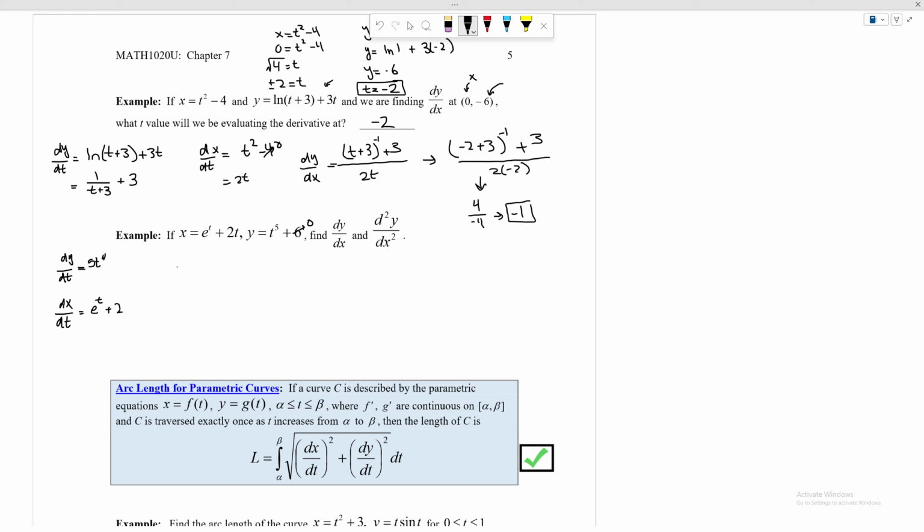Okay? And so now what I'll have is my dy/dx equals my top derivative over my bottom derivative. All right, sorry I stopped for a second, I got a call coming in. But my top derivative of y over my bottom derivative of x, which is e^t plus 2.